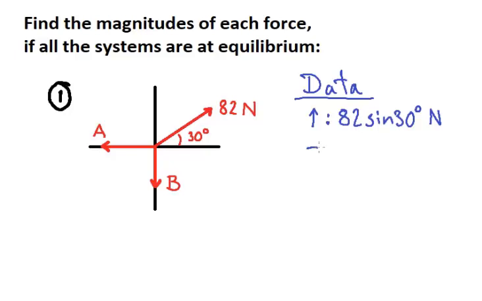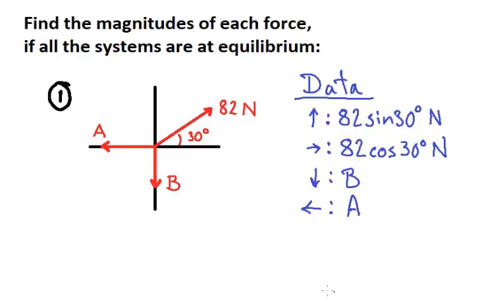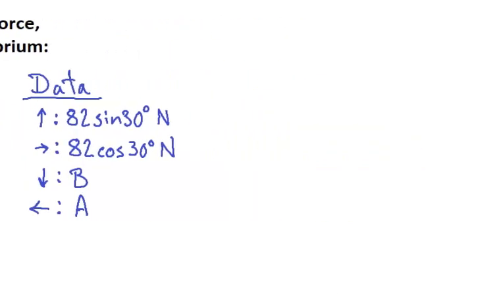So, do we have a force going in the right direction? Yes, the same diagonal, only that in this case, to convert it from a diagonal force into a horizontal force, we're going to have to use cosine. We're going to use cosine every time we want to convert a diagonal force into a horizontal force. So it's 82 cosine of 30 degrees. That will be the force going to the right. Do we have a downward force? Yes, that is force B, which we don't know anything about. And do we have a left-sided force? Yes, it's force A.